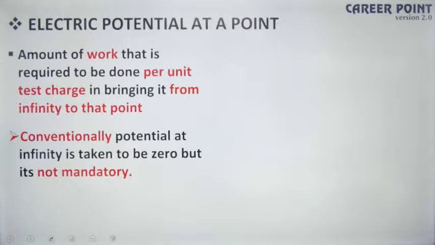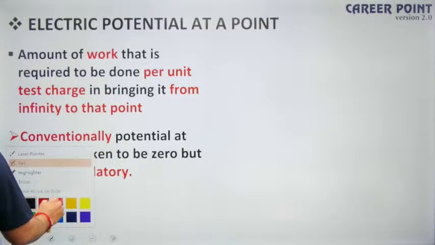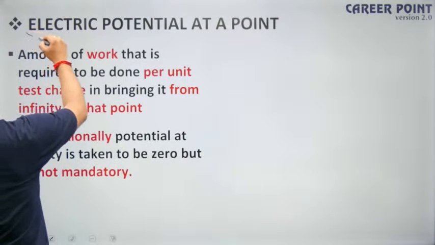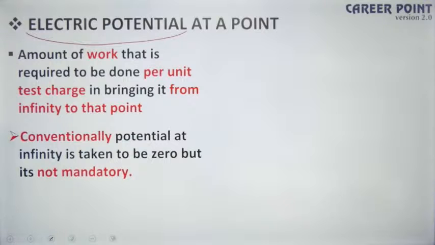Now, the amount of work that is required to be done per unit test charge in bringing it from infinity to that point. So basically what I am trying to define here is a physical quantity, electric potential. Electric potential at a point is defined as the amount of work that is required to be done per unit test charge.